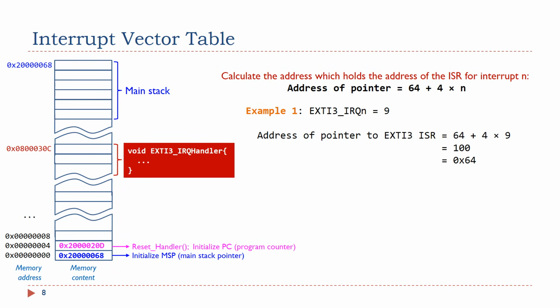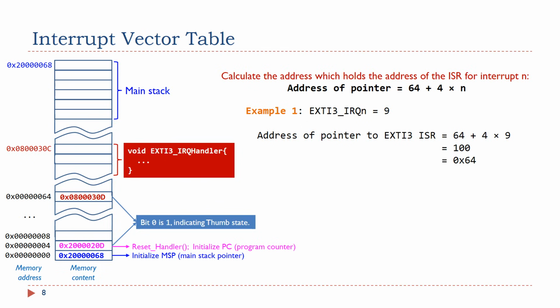Suppose the handler for external interrupt 3 is stored at the memory address 0x080030C. In the interrupt table, the value 0x080030D is stored at the location 0x64. If the EXTI3 interrupt request arrives, the NVIC controller will read the word stored at the memory address 0x64, and then set the program counter to that value. In this way, the NVIC controller forces the processor to jump to the interrupt service routine, EXTI3_IRQHandler.